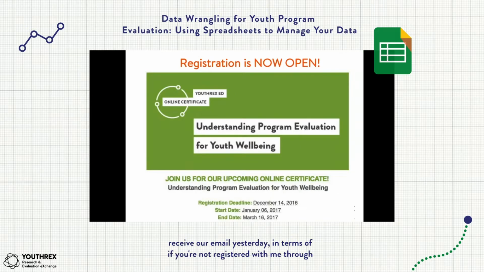And if you didn't receive our email yesterday, in terms of if you're not registered with YouthREX's mailing list, we just wanted to let you know that we will be offering a second cohort of the Understanding Program Evaluation for Youth Wellbeing online certificate that I'm just discussing right now. So registration for that is open now, and the deadline for registration is the 14th of December, and the course will start on the 6th of January. So we encourage you to apply. For those participants who are currently engaging in the course, but you're not able to finish the course, we encourage you to also apply so that you can hopefully finish the course, but we also welcome some brand new participants as well.